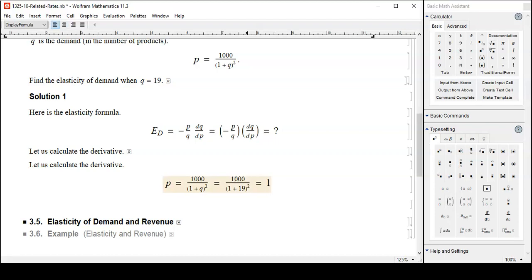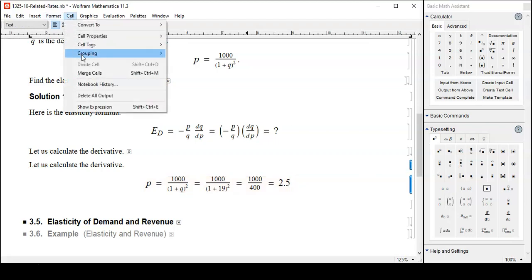And then that is 1,000 over, let's see, 20 to the second power, 400. That's 10 over 4, 5 halves, 2.5. Yeah, all right. That's the computation.